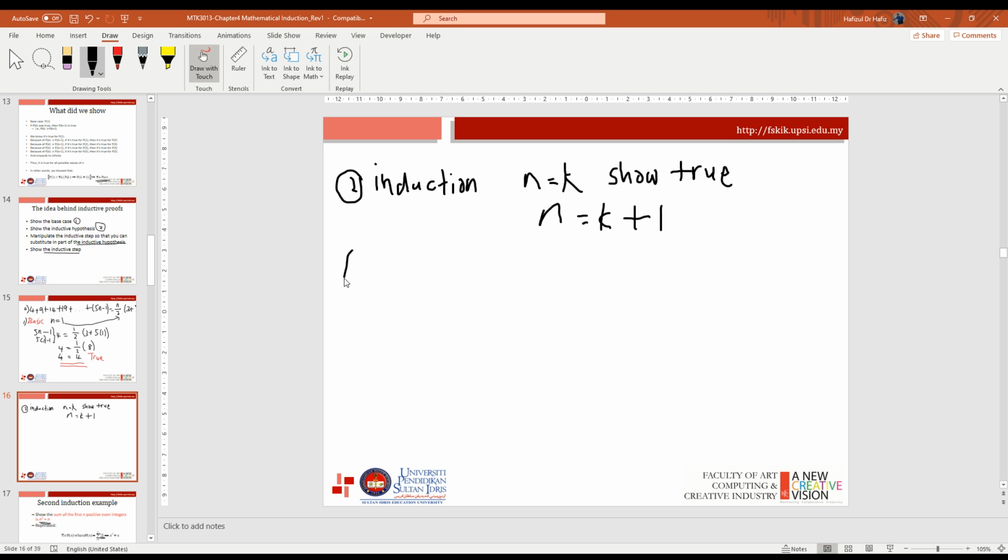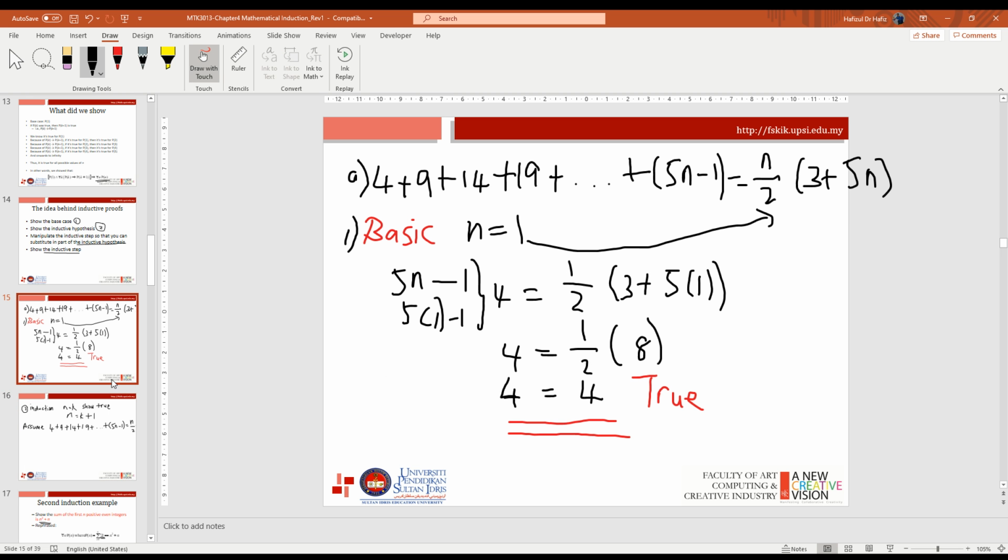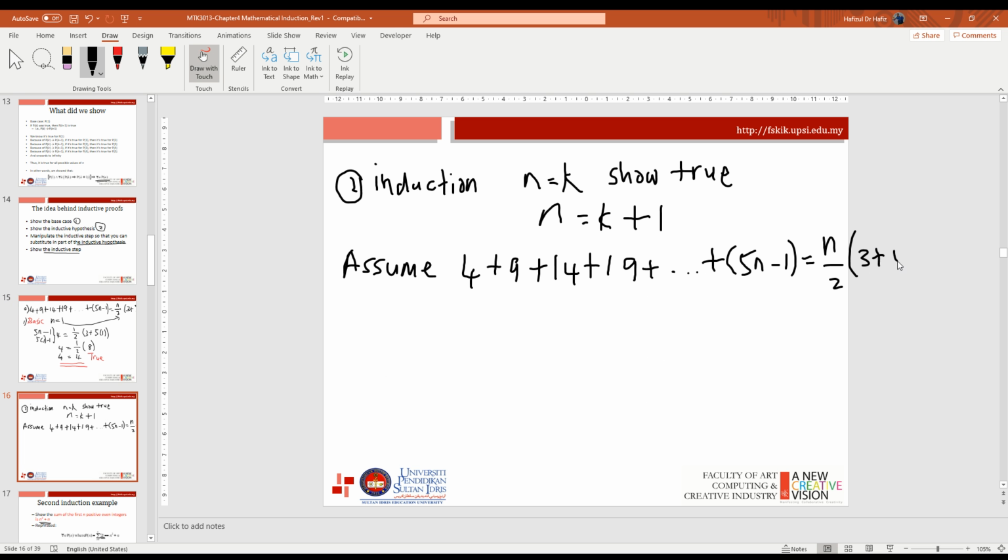So we assume 4 plus 9 plus 14 plus 19 plus dot dot dot plus 5n minus 1 is equivalent to n divided by 2, 3 plus 5n. Okay.